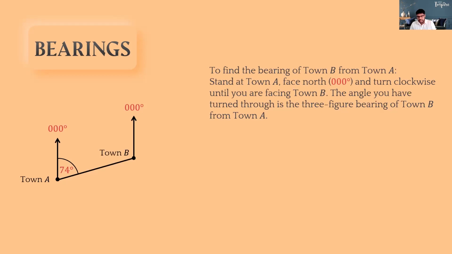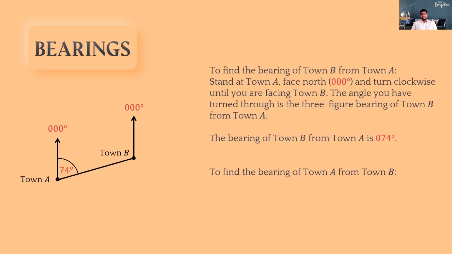Let me repeat that, children. You're looking at town B from town A, right? So you'll face north and you turn clockwise until you are facing town B. The angle that you have turned through is the three-figure bearing. So I think it's very clear. Here you have to turn 74 degrees from the north to look at town B from town A, right? So therefore the bearing of town B from town A is 074 degrees. That's the three-figure bearing. So that is straightforward.